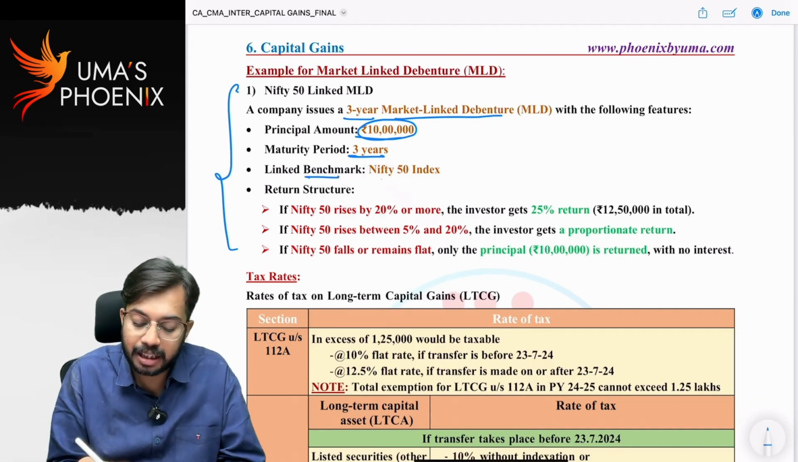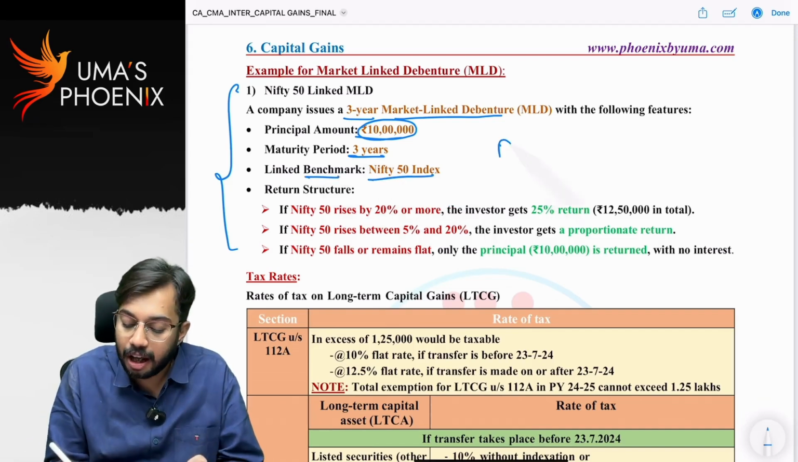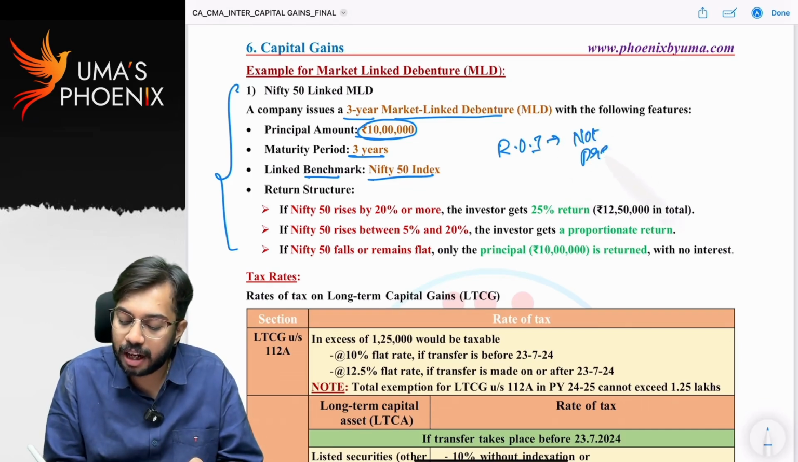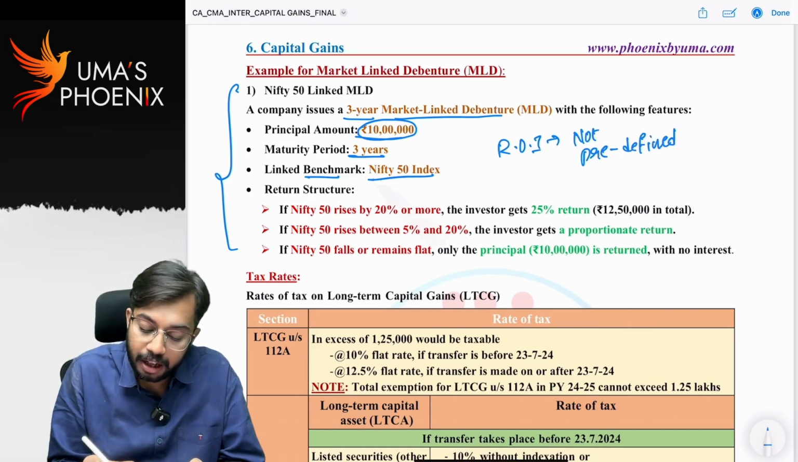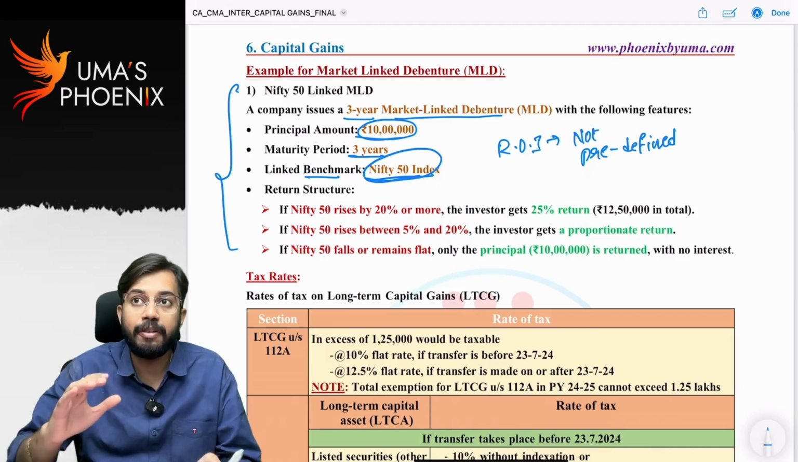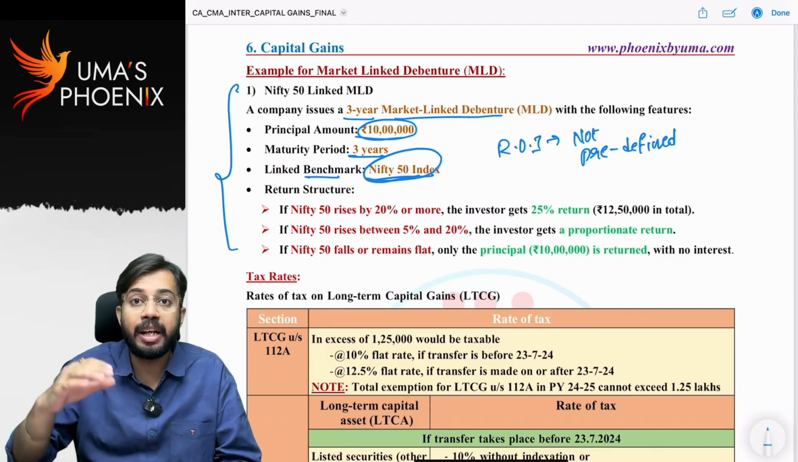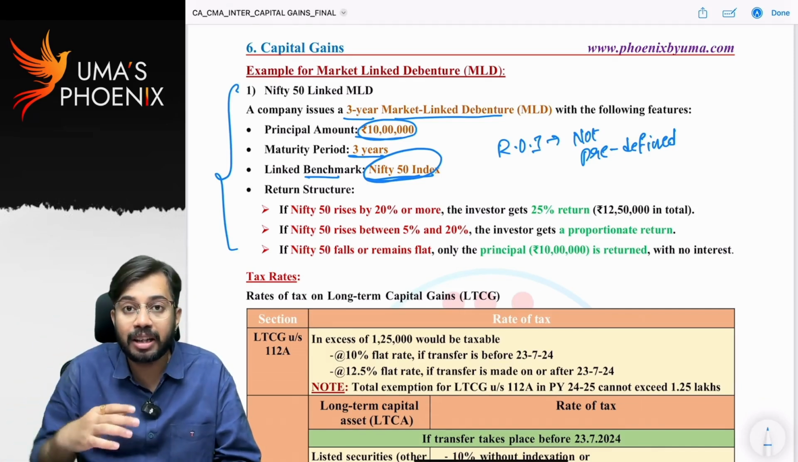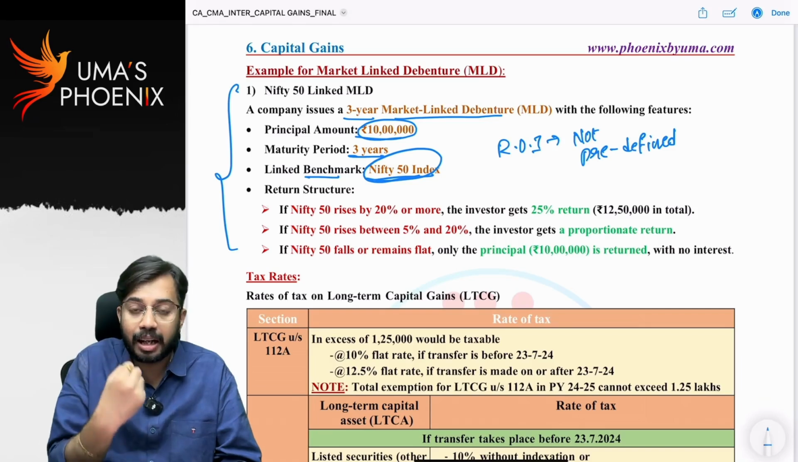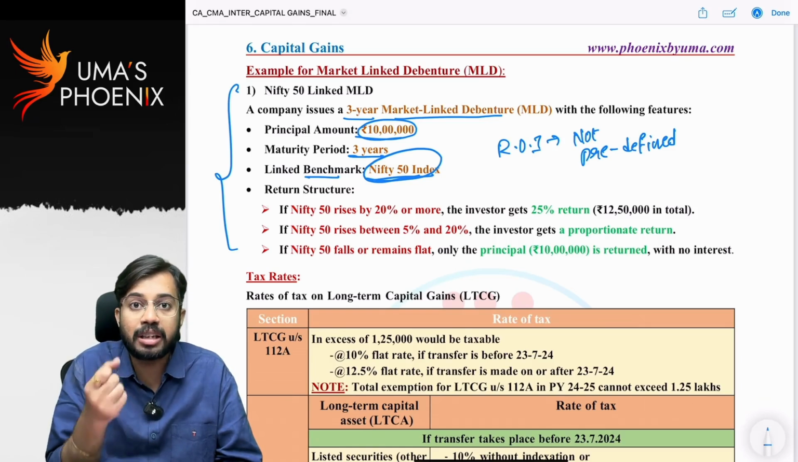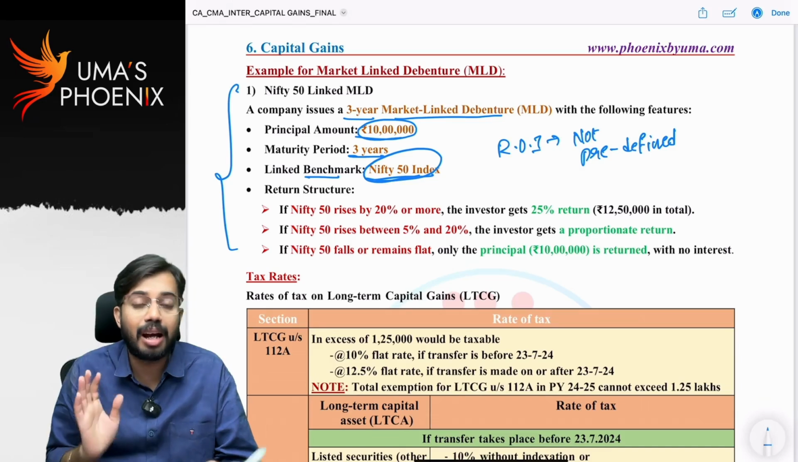Linked benchmark is Nifty 50 index. That means rate of interest is not predefined. I don't know what is the rate of interest, and rate of interest is dependent upon Nifty 50 index. That means if Nifty 50 index increases, I will get more interest. If Nifty 50 index decreases, I will get lower interest. That means when I purchase market linked debenture, I do not know initially what is the rate of interest that I will get, because rate of interest is dependent upon returns of the market.